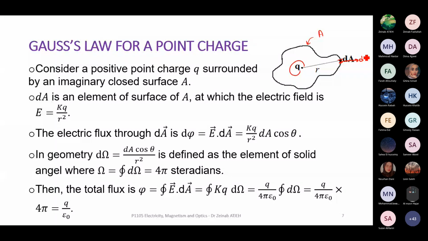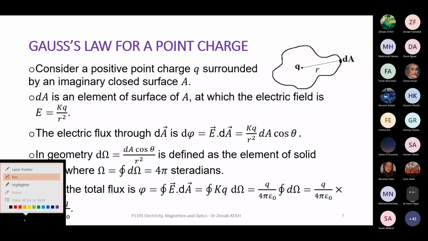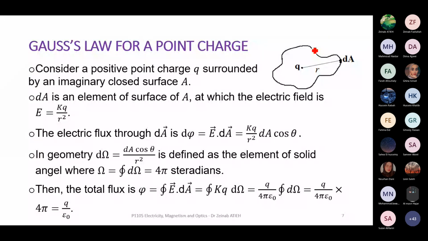This is the vector, and we draw it. Assume the electric field comes to me this way. Surely the electric field. I will redraw it. Okay. So I will take a portion here. Where shall I take it? Okay, so I will take dA here. So this is dA. Assume this is dA. This is the dA vector. Okay, so this is the dA vector.